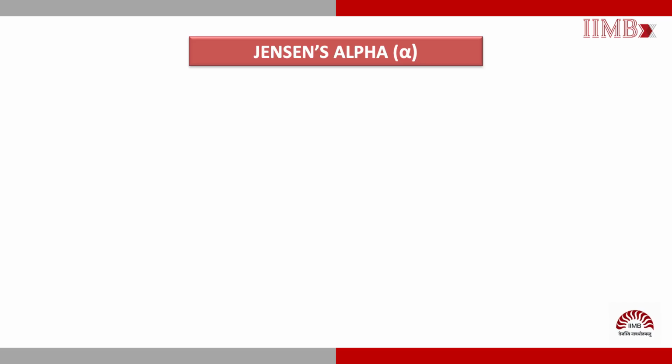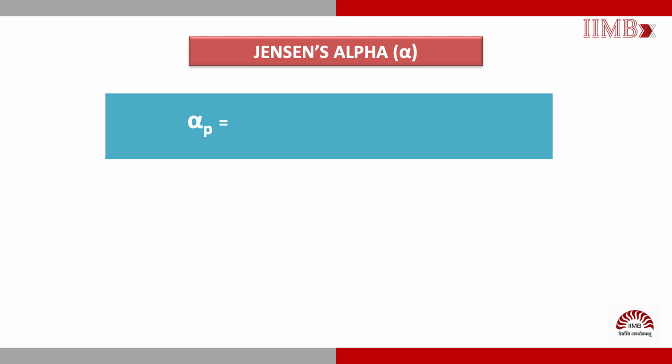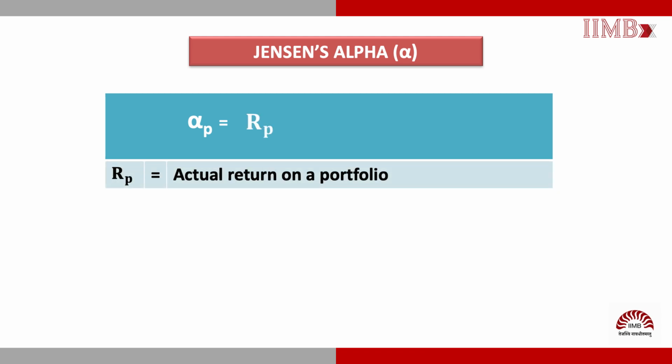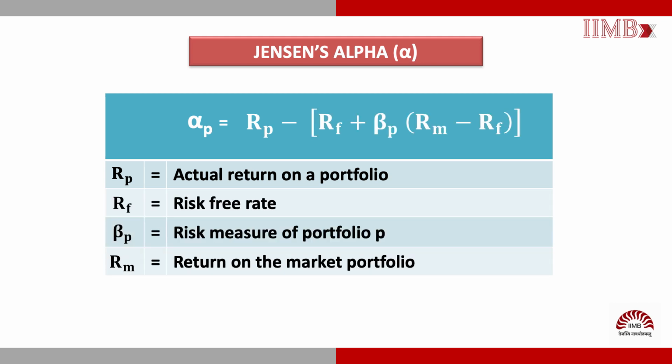It will help you make a relative evaluation and decide which are the 2 portfolios that you should invest in on a risk-adjusted basis. First measure, and may I say my favorite measure, is Jensen's alpha. Expressed mathematically, Jensen's alpha, alpha P, is equal to Rp, which is the actual return on a portfolio, minus the expected return on that portfolio, which is given by the capital asset pricing model formula Rf plus beta P into Rm minus Rf.